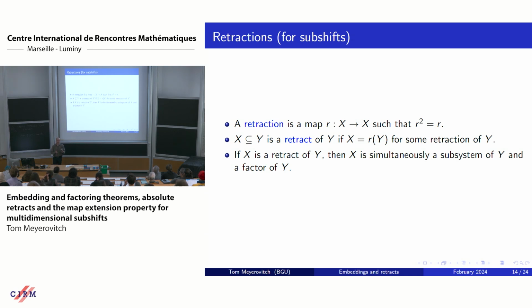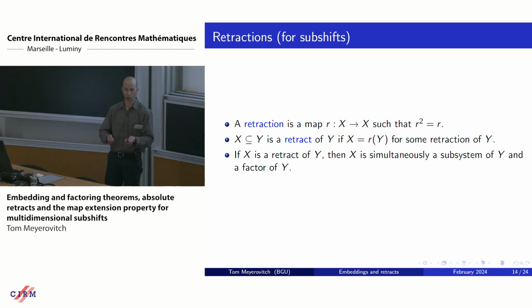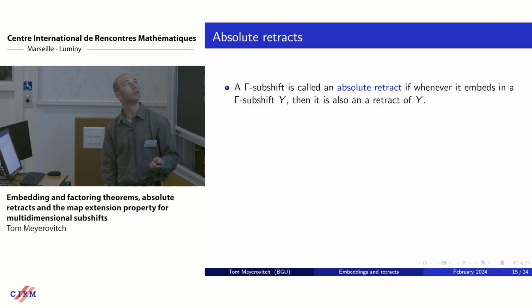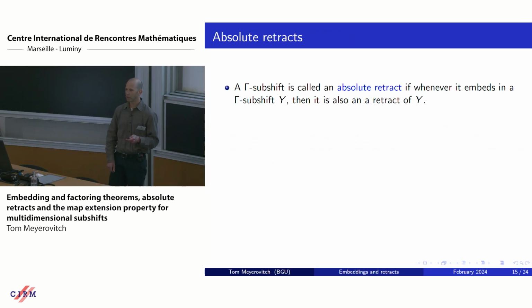So retractions, we consider embeddings, factors. Retractions are somehow very natural objects and many properties pass to them. And, you know, they've not been discussed that much, but they're really out there, I think, with the fundamental types of maps.